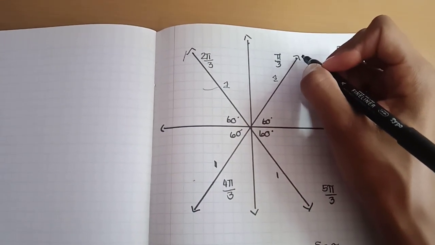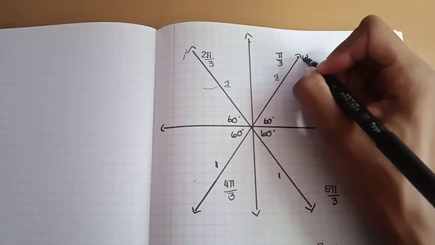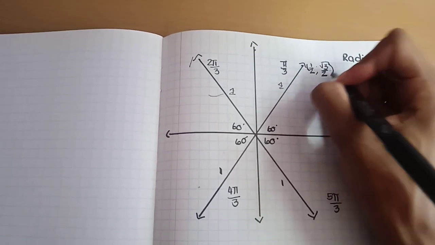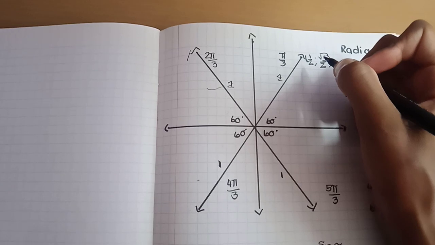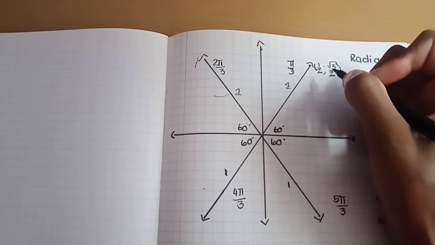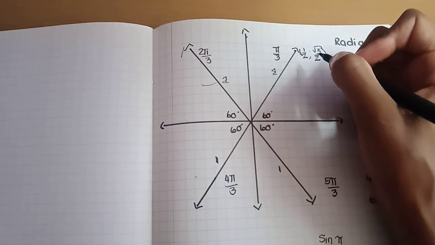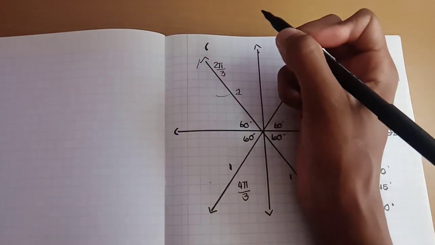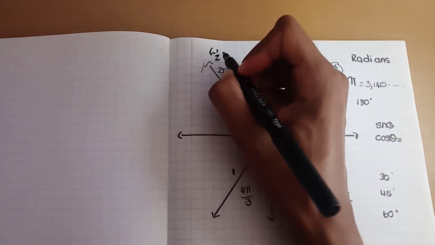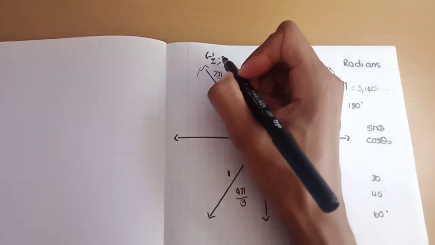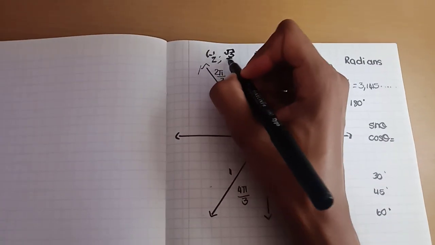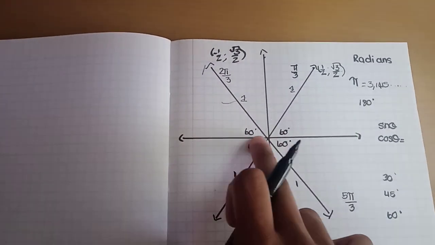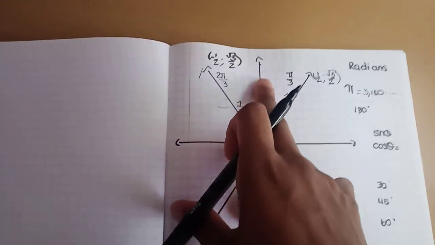So what is cos 60? Cos 60 is a half. Sine 60 is root 3 over 2. Those are the special angles over here. Now for 2 pi over 3, we find the values using 60 as our reference angle. Cos 2 pi over 3 is negative a half. Sine 2 pi over 3 is positive root 3 over 2. The reason cos is negative is that we are in the second quadrant, where all the x values are negative and y is positive.